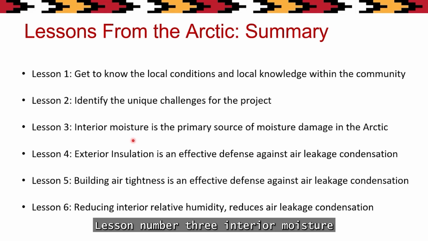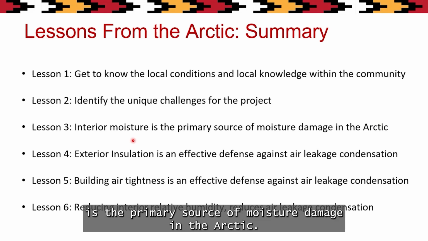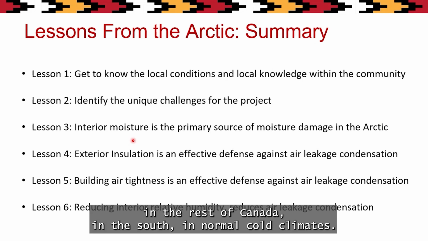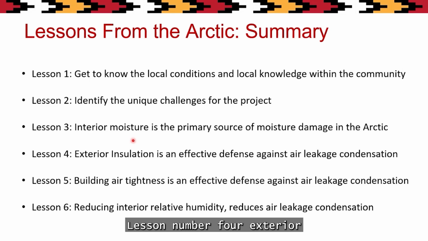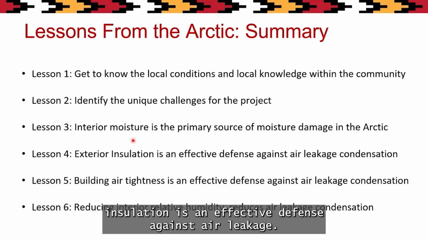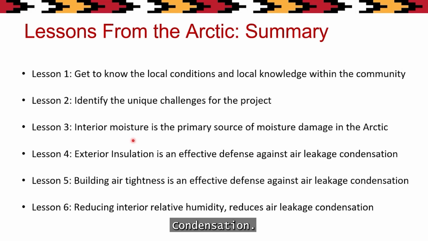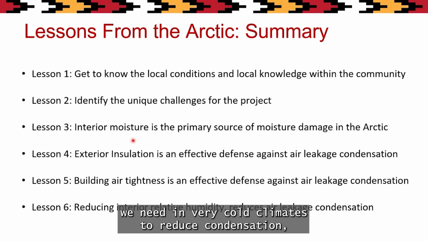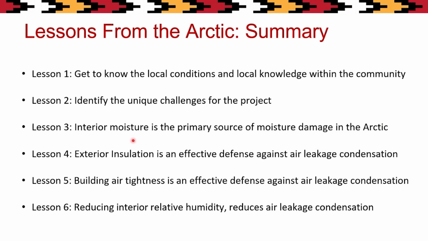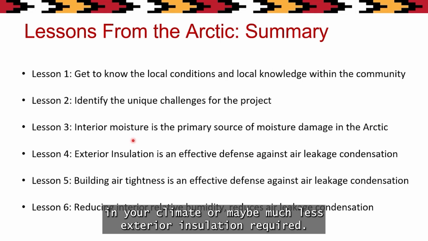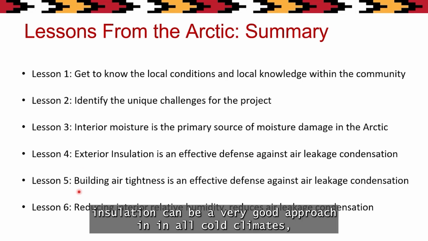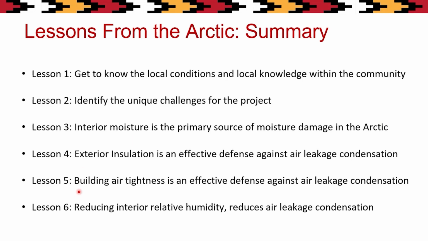Lesson number 3, interior moisture is the primary source of moisture damage in the Arctic. It can also be a very significant source of moisture problems in the rest of Canada, in the south, and in normal cold climates. Lesson number 4, exterior insulation is an effective defense against air leakage condensation. We saw some examples of that and how much exterior insulation we need in very cold climates to reduce condensation. In your climate, it may be much less exterior insulation required, but all of the physics still applies, and exterior insulation can be a very good approach in all cold climates.